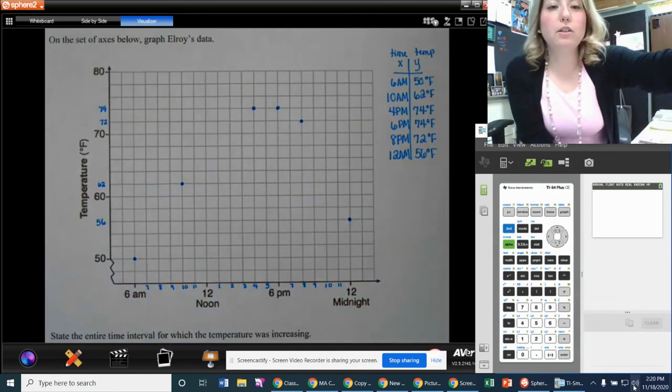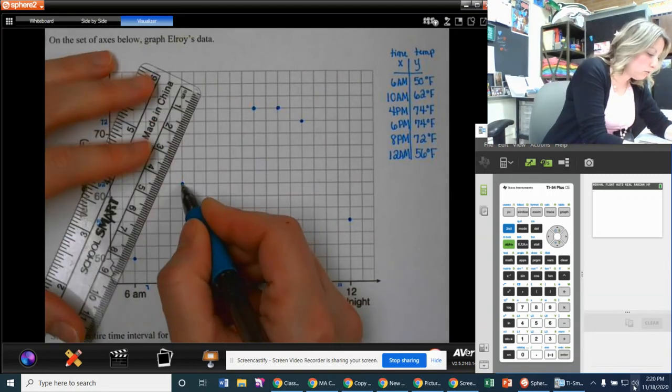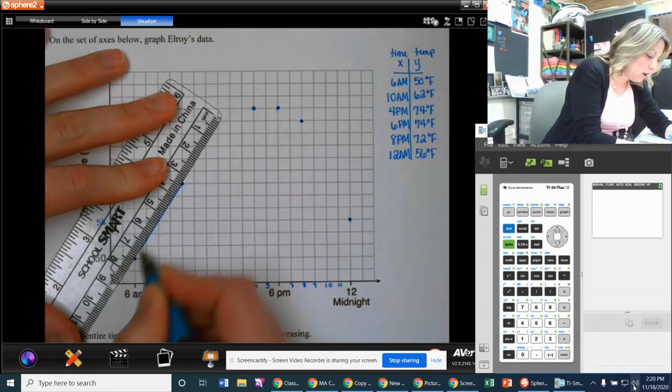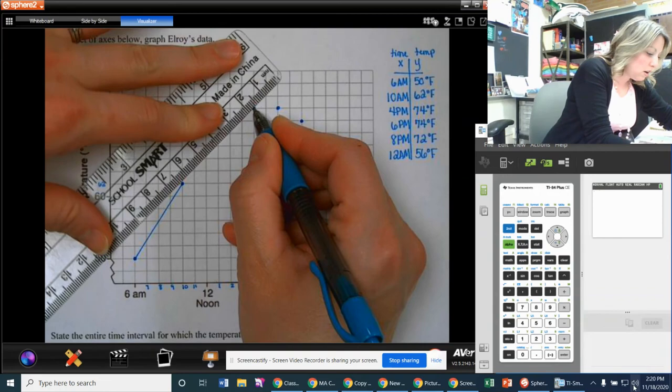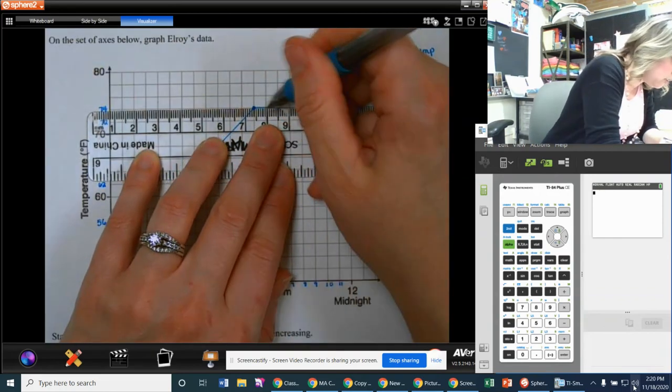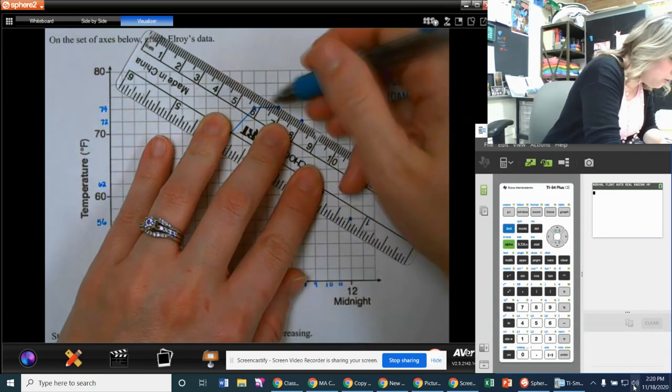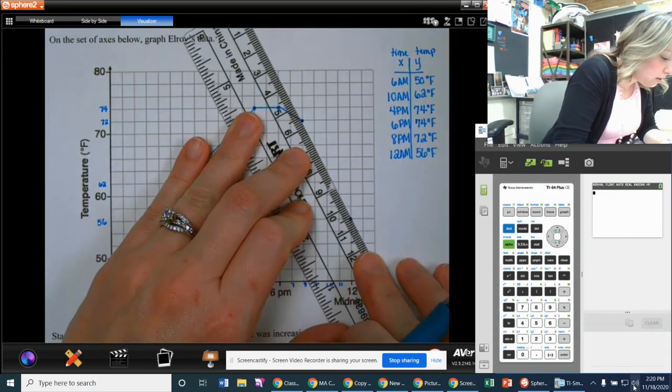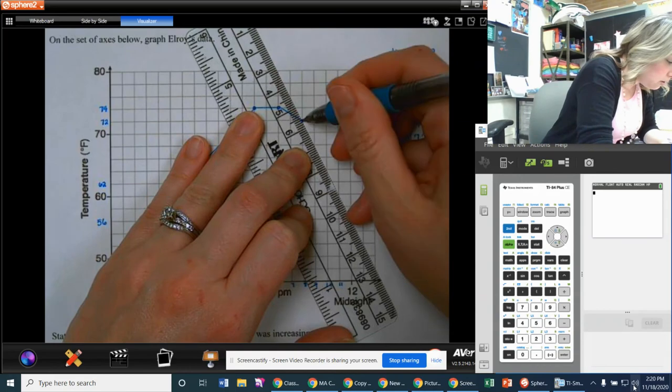And now we'll just connect with a straight edge. We don't have to connect back down to the x-axis or the y-axis. Just connect the pieces that you created just now. So just connect those pieces you created with your straight edge, just like this. Labels are done. You're okay.